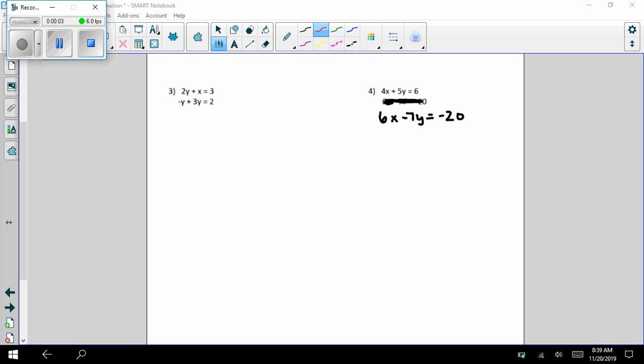Welcome back to Chapter 4, Task 4, Finding Solutions by Elimination. This is Part 2. We're going to go ahead and finish up example number 4.